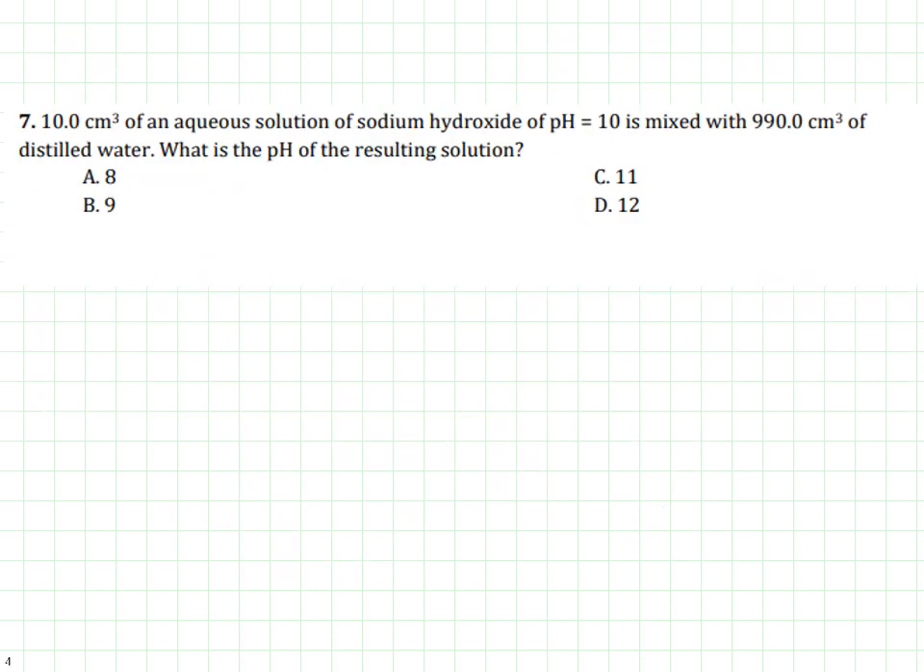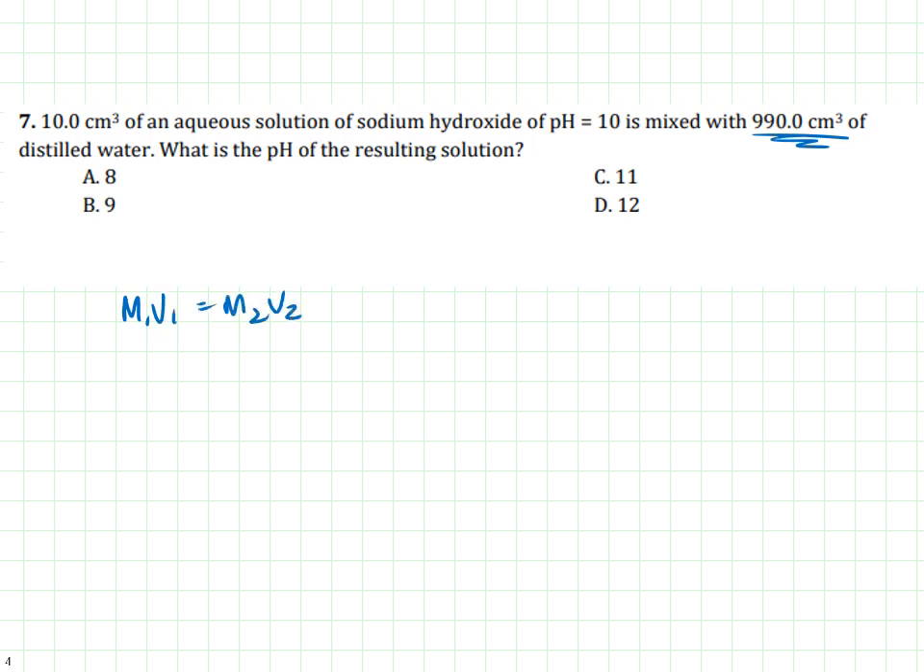10 cubic centimeters of an aqueous solution of sodium hydroxide, pH 10, is mixed with 990 cubic centimeters of distilled water. What is the pH of the resulting solution? Two options. First, I'm going to show you the longer way, the mathier way, and then we'll talk about the more conceptual way. So first up, since I am diluting my sodium hydroxide solution, I can use M1V1 equals M2V2, our dilution formula.